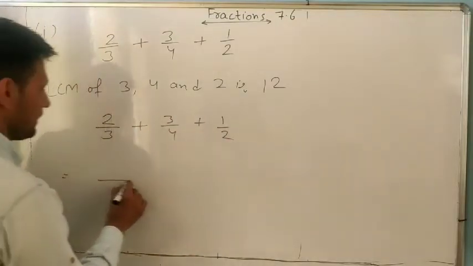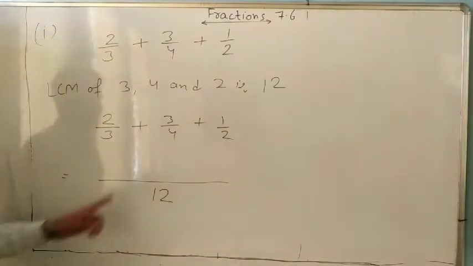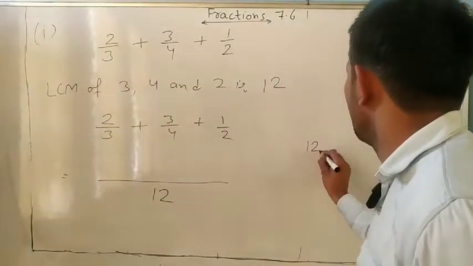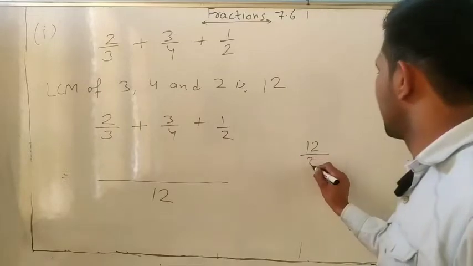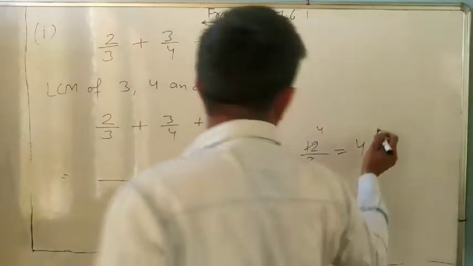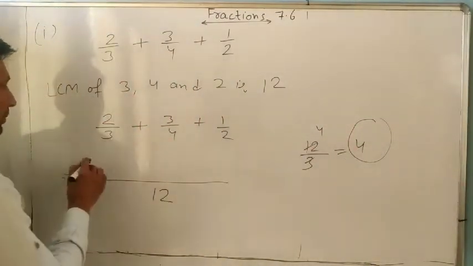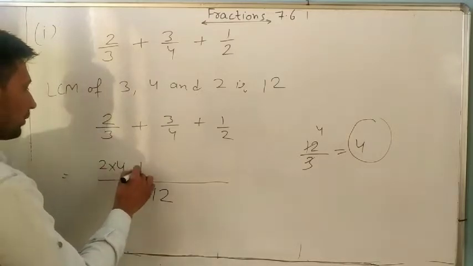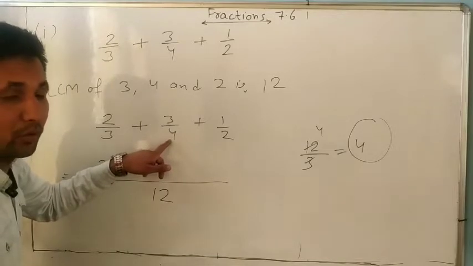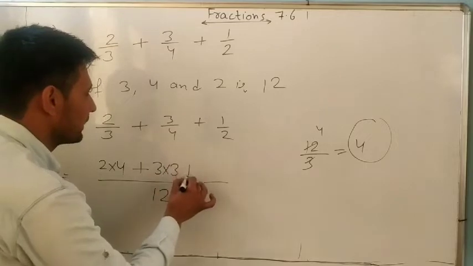What is the LCM? LCM is 12. Next, we will follow the same procedure. LCM is divided by the denominator: 12 divided by 3, what do we get? 4. This number is multiplied by the numerator: 2 into 4, plus. Again, LCM 12 divided by denominator 4: 12 divided by 4 is 3. And what we get, multiply by the numerator, plus.